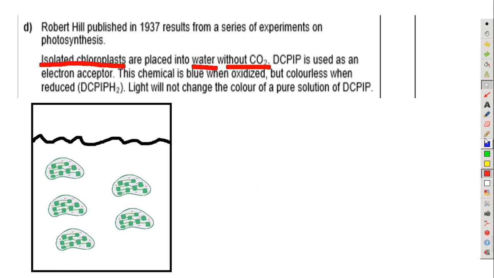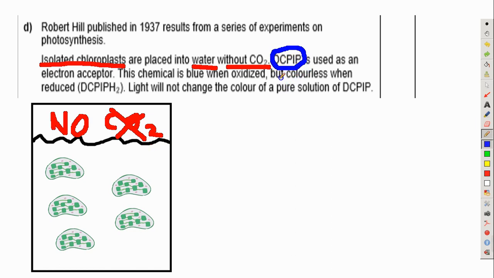What's important is that there is no CO2. So we can cancel out CO2. We know that in this experiment there is only water, dioxygen and chloroplasts. Okay, that's the first thing. And the second thing, that's new for you, there's this molecule called DCPIP.